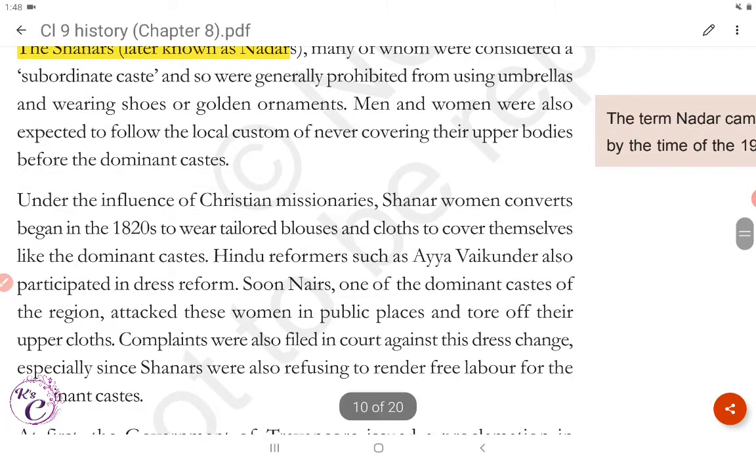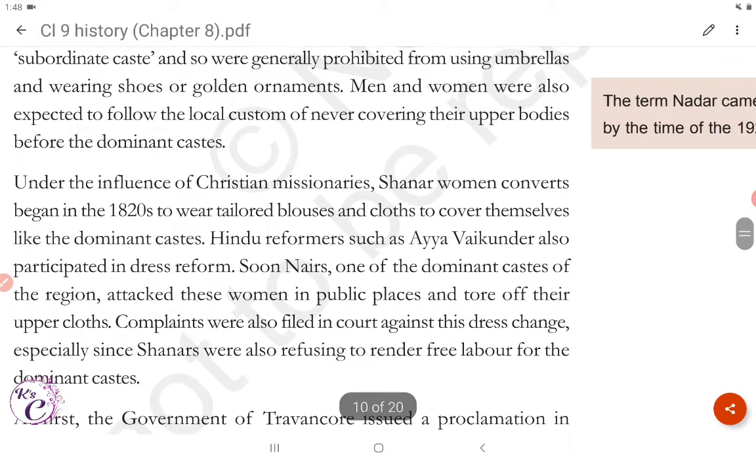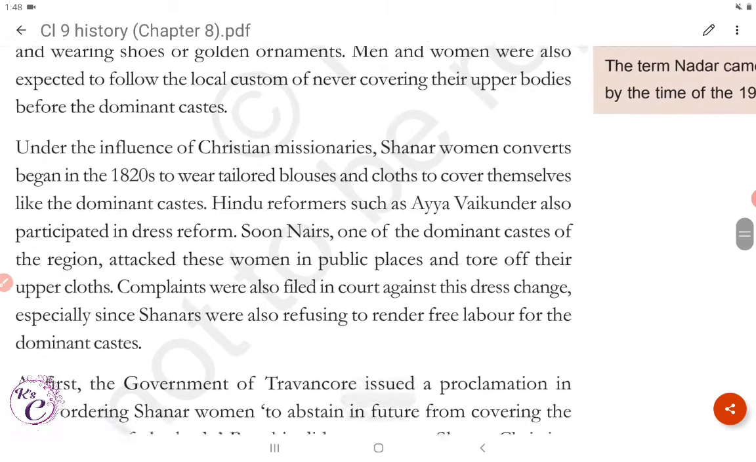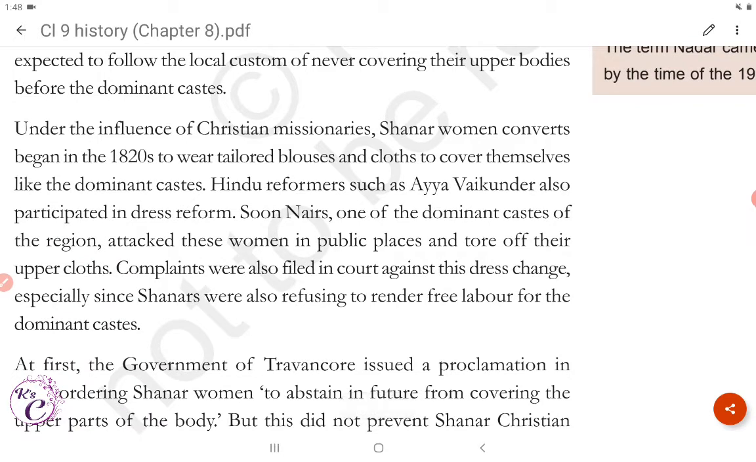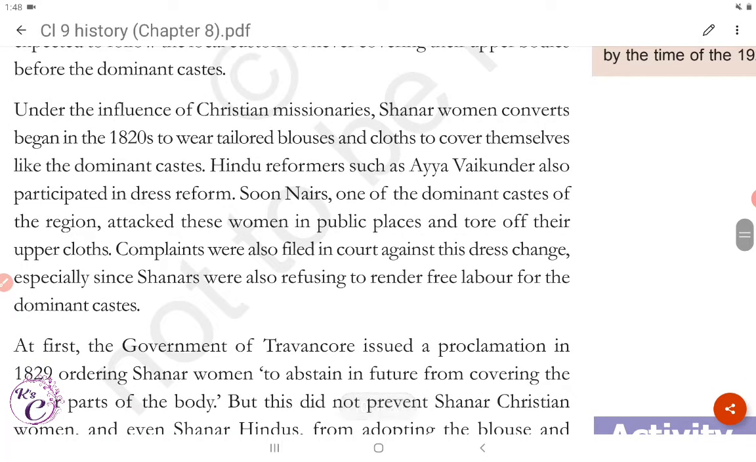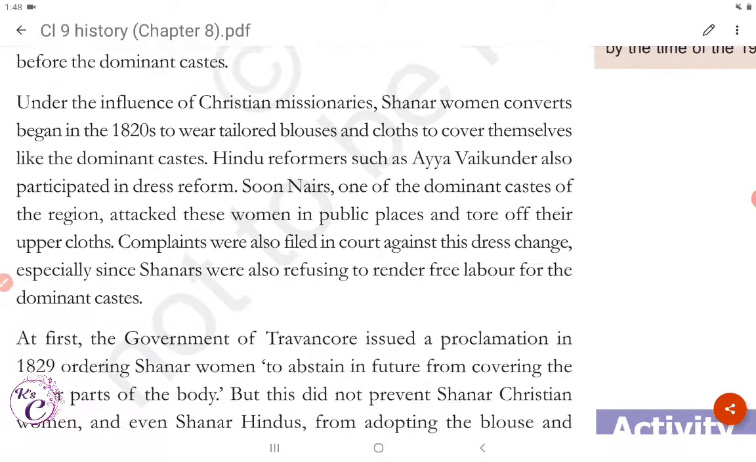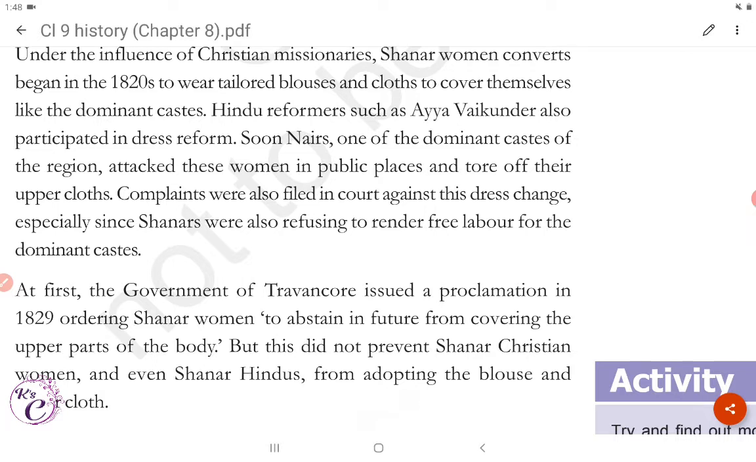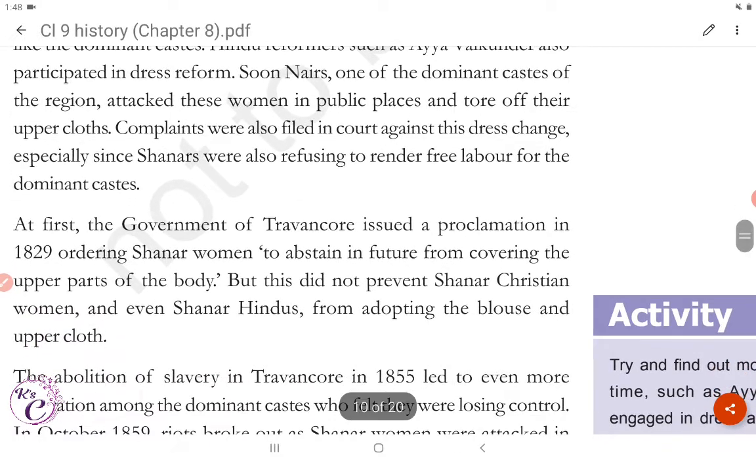Under the influence of Christian missionaries, Shanar women converts began in the 1820s to wear tailored blouses and clothes to cover themselves like the dominant caste. Hindu reformers such as Aya Vaikundar also participated in dress reform. Soon, Nairs, one of the dominant castes of the region, attacked these women in public places and tore off their upper clothes. Complaints were also filed in court against this dress change, especially since Shanars were also refusing to render free labor for the dominant caste.